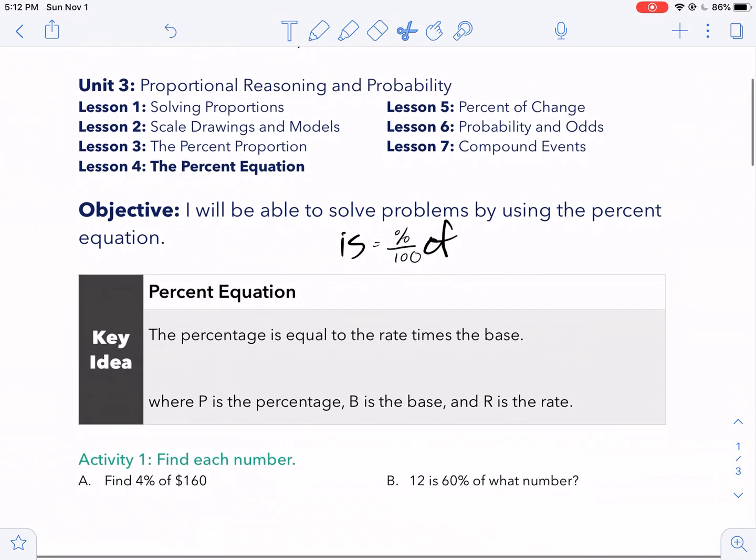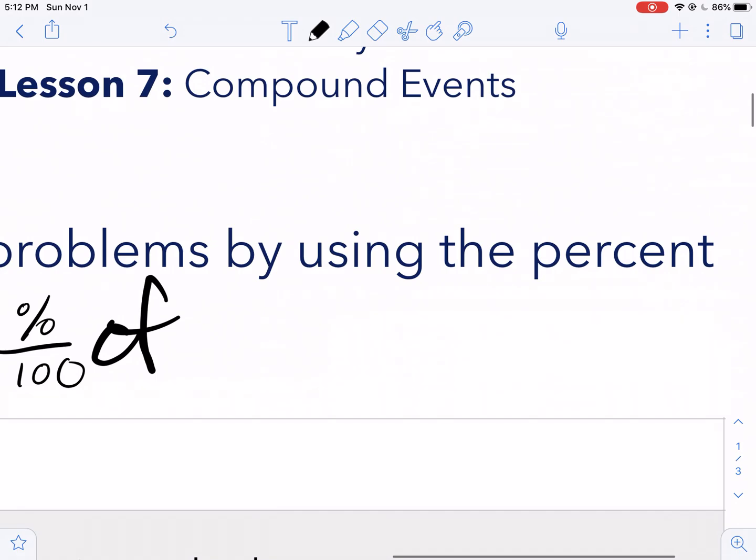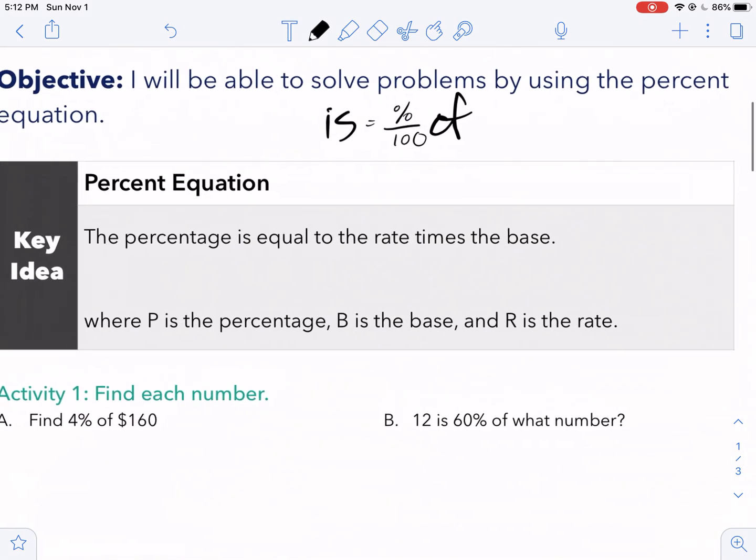So yay, ta-da! By the end of the day, there's the lesson. Okay, just kidding. By the end of the day, you'll be able to solve problems using the percent equation. That's grammatically correct. Okay, let's get started.